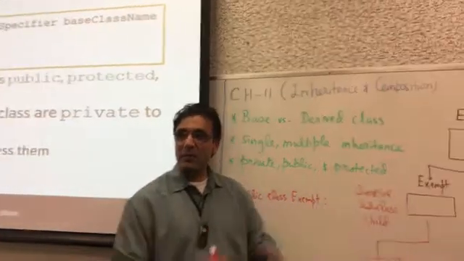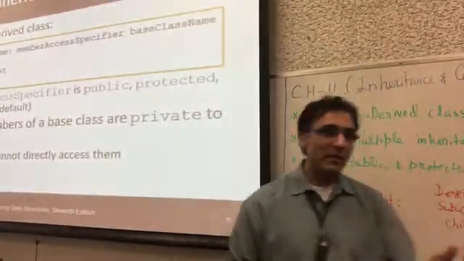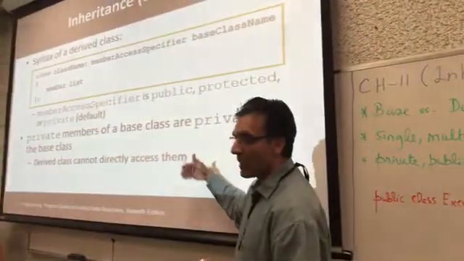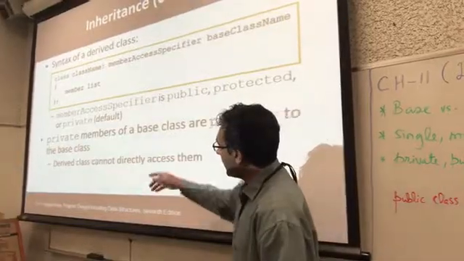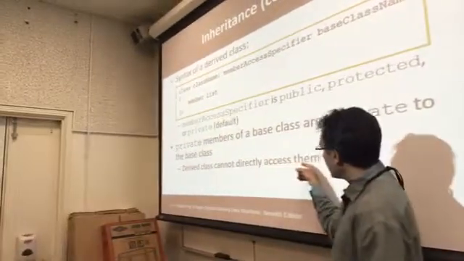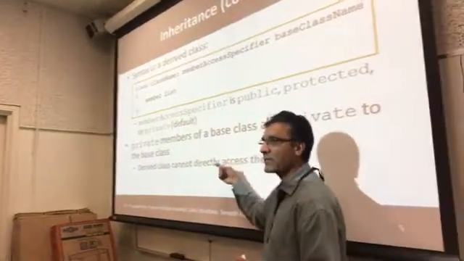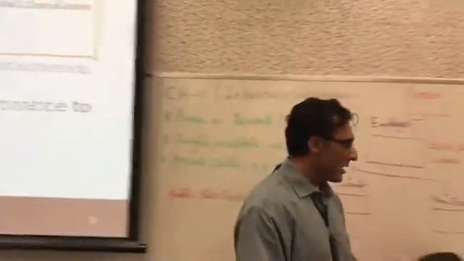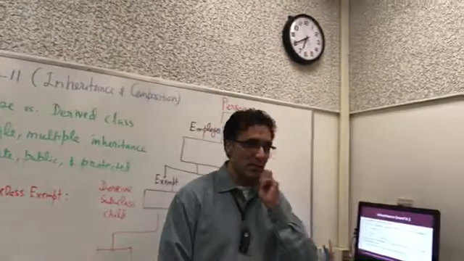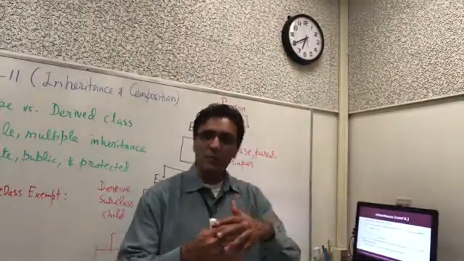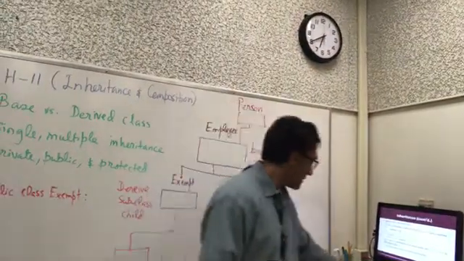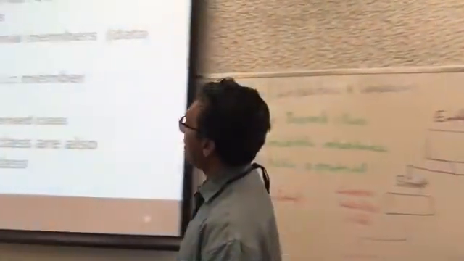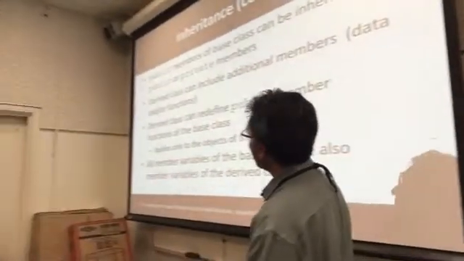And I'll show you an example. I can replace my private identifier with protected to make it accessible at the derived level. So derived classes cannot directly access the private data. However, they can access the protected data. And in many instances, you want to make it protected because you want to give those privileges to the derived classes. So public members of a base class can be inherited as public or private members.